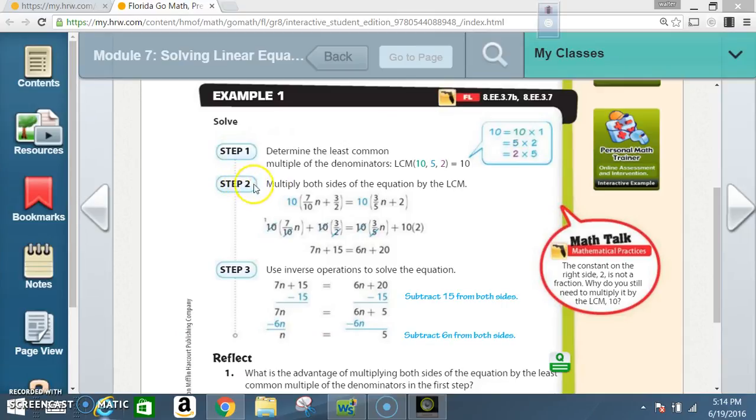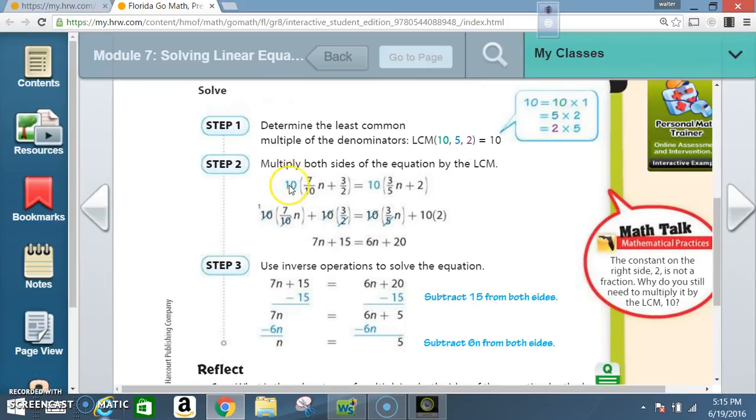All right, now what you can do next is to multiply both sides of the equation by the least common multiple. In that case it was 10. So on this side of the equation, you're going to multiply by 10. And on the other side of the equation, you're going to multiply by 10. Now what that means is, you're going to multiply each term by 10. So 10 times 7 over 10n, and then 10 times 3 over 2. And on the other side is 10 times 3 over 5 times n, and then 10 times 2.